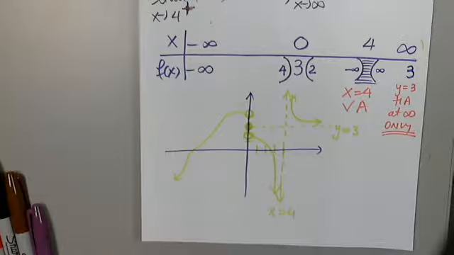So it said, as x approaches negative infinity, the function values approach negative infinity. The limit on the left of 0 is 4. The function value is 3. The limit on the right-hand side of 0 is 2. The limit on the left-hand side of 4 is negative infinity. The limit on the right-hand side of 4 is positive infinity. And as x approaches infinity, the y values approach 3.